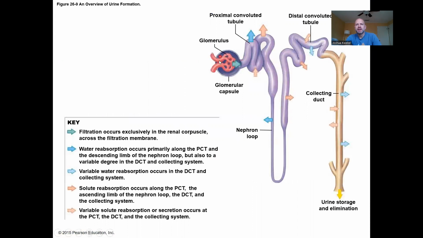So this green arrow indicates the location where filtration occurs. This is really the only place where filtration occurs, in the glomerulus. We start with blood plasma exiting the blood vessel and crossing across the glomerular membrane, filtration, and becoming filtrate. The other two processes here, shown in the arrows all along the tubule, are reabsorption and secretion. And we will talk about those all along the tubule as well.